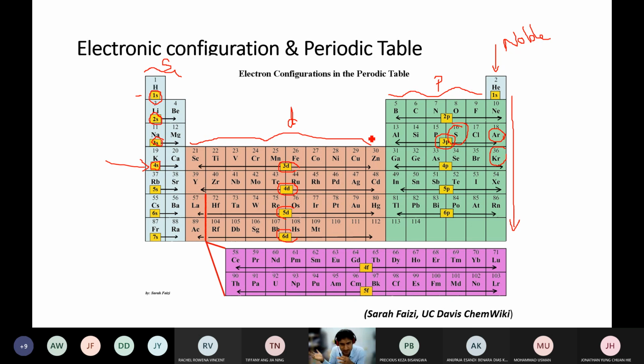They can just relax, and then they don't have to care about where to go, take an electron, give an electron, like that. So everyone wants to attain this noble gas structure, electronic configuration.